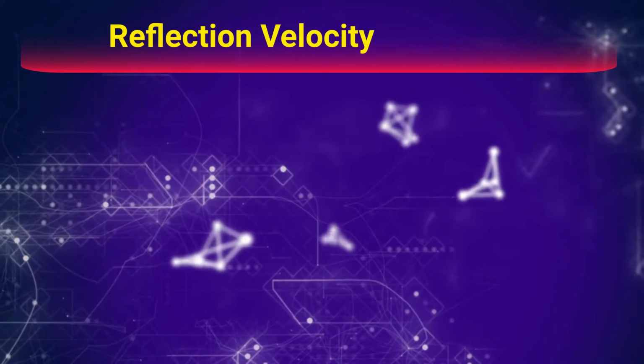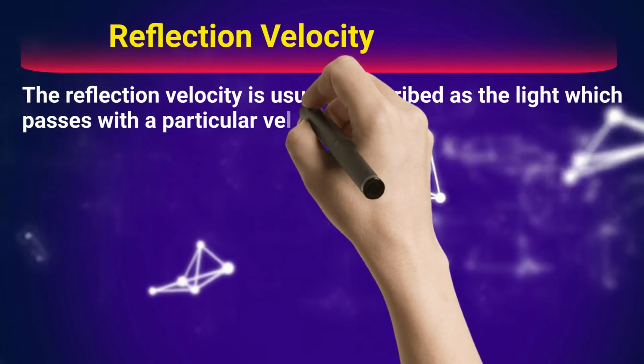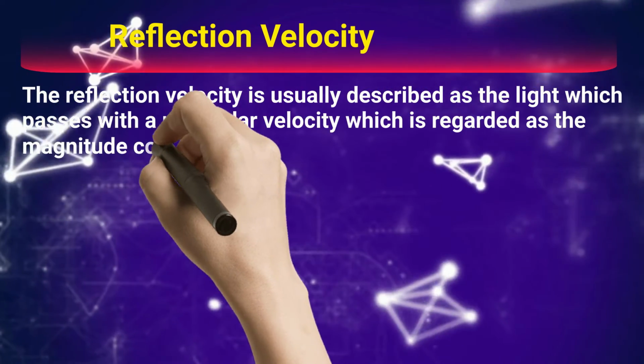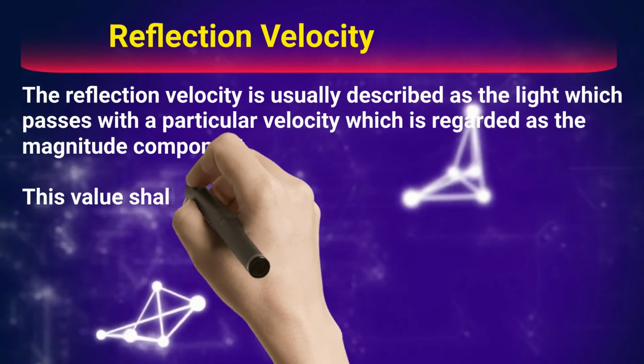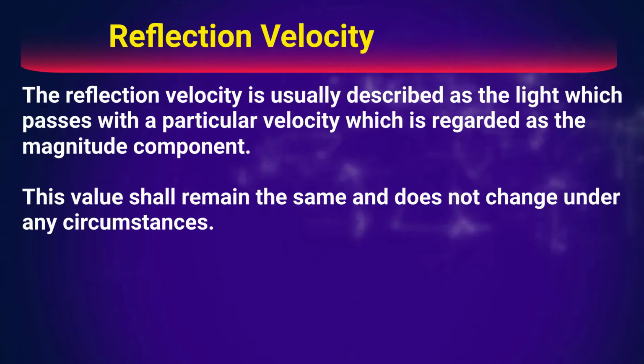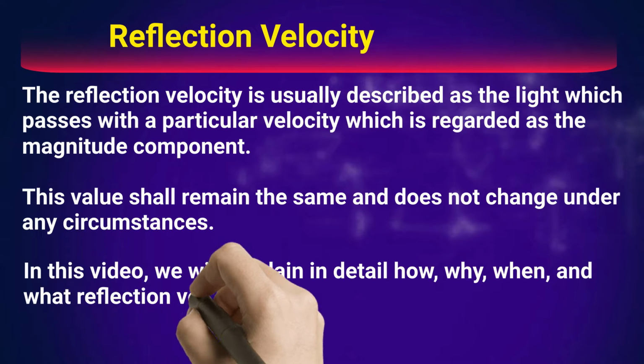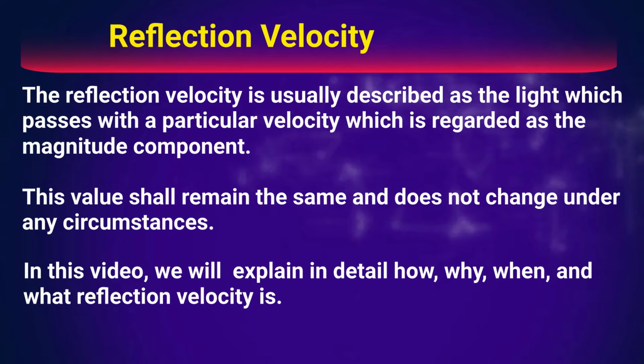Let's start with the objectives of this tutorial. The reflection velocity is usually described as the light which passes with a particular velocity, which is regarded as the magnitude component. This value shall remain the same and does not change under any circumstances. In this video, we will explain in detail how, why, when, and what reflection velocity is.